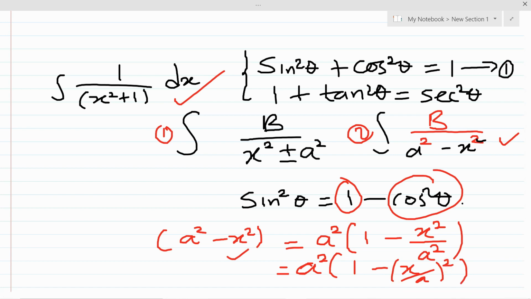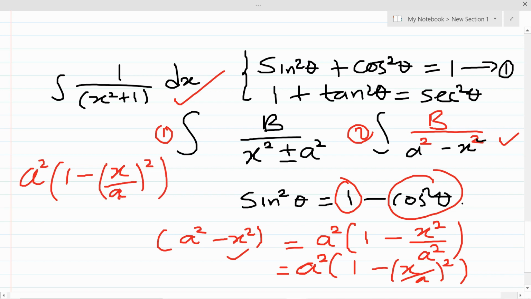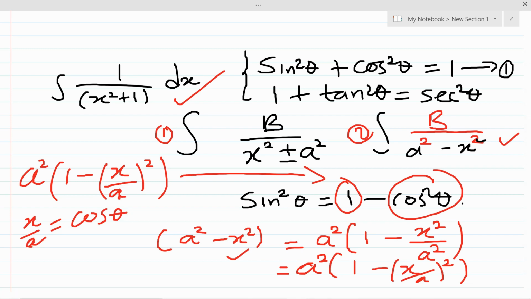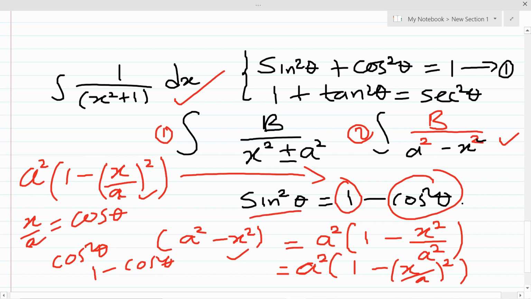So a squared is out now. Now we'll get something like 1 minus x over a, all squared, something like this. So now you can see that this is mimicking this one. So if we set our x over a to be equal to cos theta, then this side, s over a squared, will actually give us cos squared theta, and now we'll get 1 minus cos squared theta, which is equal to this, so that we come and put it back in what we want to do.